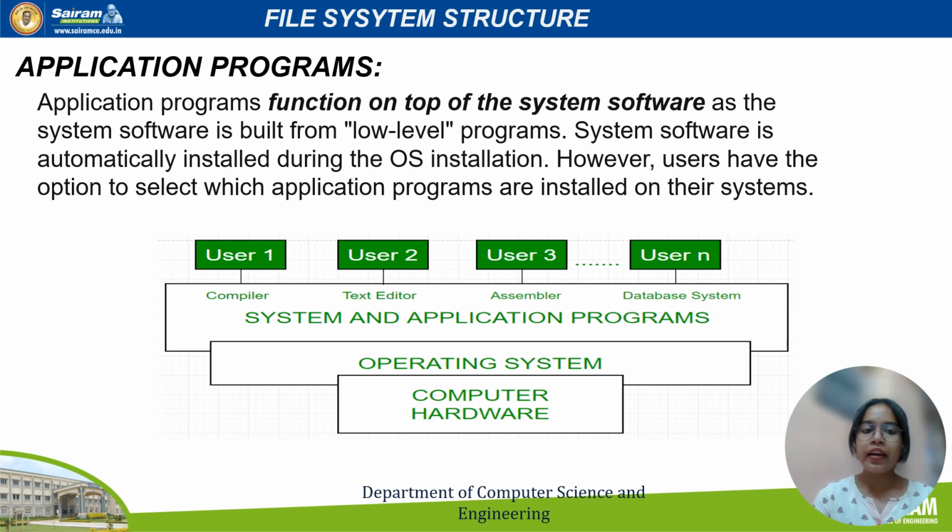Hence, we can see the diagram here: user 1, user 2, user 3, and user n. User 1 is a compiler, user 2 is a text editor, user 3 is an assembler, and user n is a database system. The base of the application programs is the computer hardware. Next comes the OS, operating system, and next come the system and application programs. The main base is the computer hardware. Then it is further divided into compiler, text editor, assembler, and database systems. Now let us see the further slide.